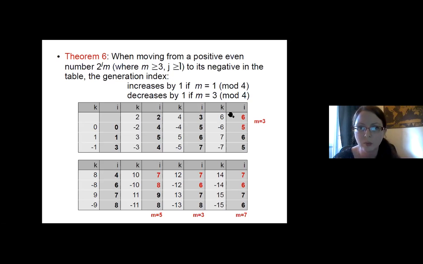So again, some examples here. The first instance would be k equals 6. It has odd part 3, which means that 3 mod 4, we're decreasing by 1. Or here, m is 5. If we're looking at k equals 10, the odd part is 5, and it's increasing by 1. So we have another sort of alternating pattern there with the even numbers.